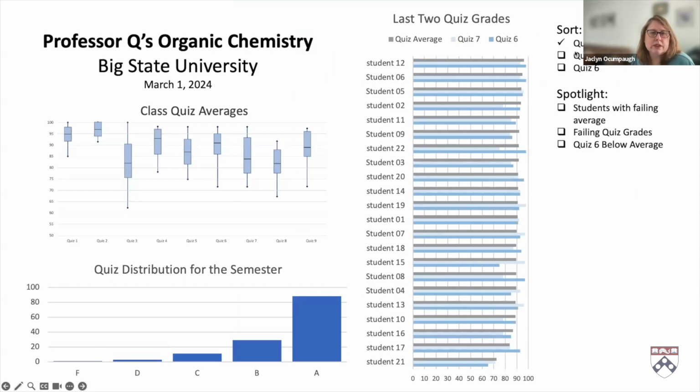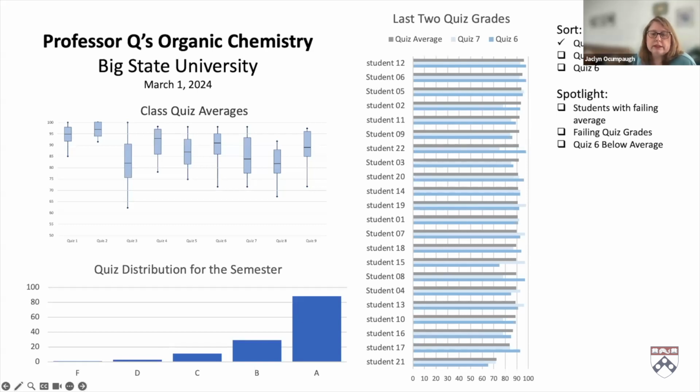So we've got things sorted by quiz average. The people with the highest quiz average are at the top, and the people with the lowest quiz average are at the bottom. We have the distribution for the semester put into the grades, and we have not just the average, but the distribution by the quizzes.